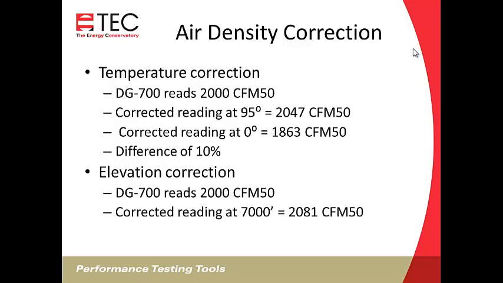Elevation correction, the DG700 is reading 2000 again. The corrected reading at 7,000 feet would be 2081, or a difference of 4%. So if you're in conditions where you have extreme temperatures and you're at 7,000 feet, that magnifies the difference even more. So it becomes more important to be making that air density correction.